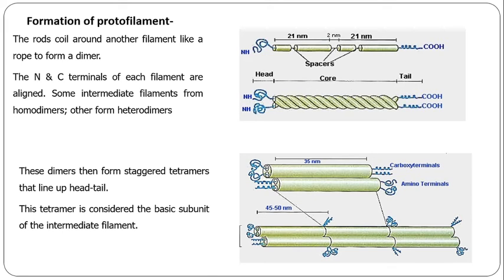So next, these dimers then form staggered tetramers that line up head and tail. These tetramers are considered the basic subunit of the intermediate filament. Got it? Tetra means four.